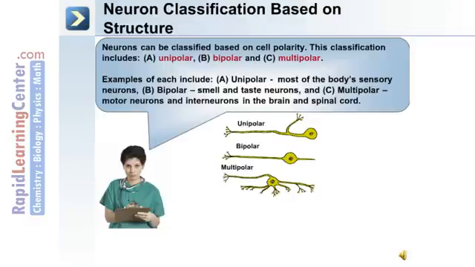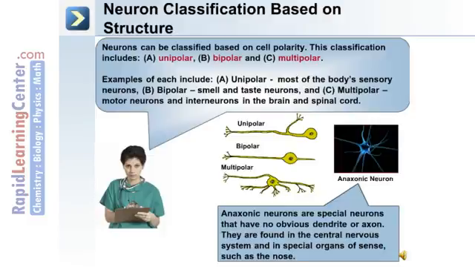The classification of neurons based on structure, specifically cell polarity. This classification scheme includes unipolar, bipolar, and multipolar. Most of the body's sensory neurons are unipolar in their structure. Smell and taste neurons are bipolar, and motor neurons and interneurons in the brain and spinal cord are multipolar in structure. There are also anaxonic neurons. These are special neurons that have no obvious dendrite or axon. They're found in the central nervous system and in special organs of sense such as the nose.